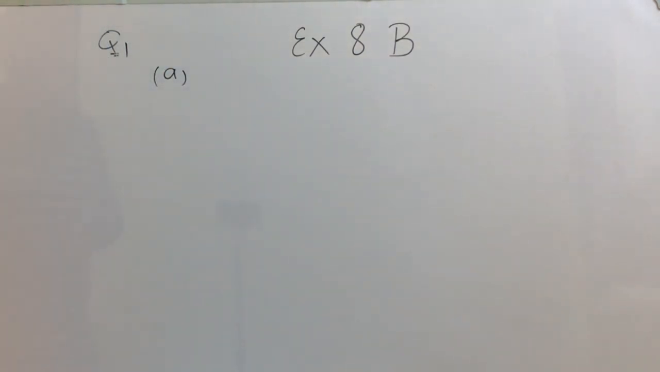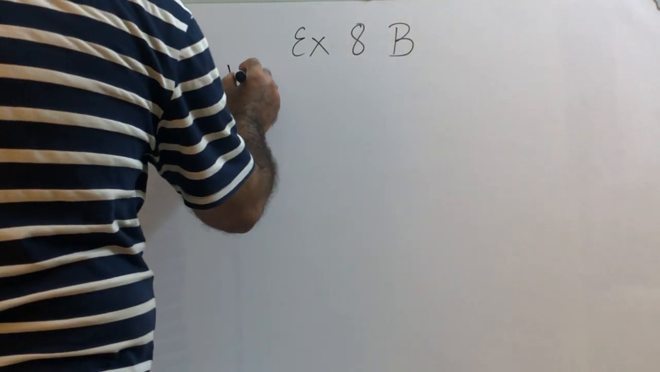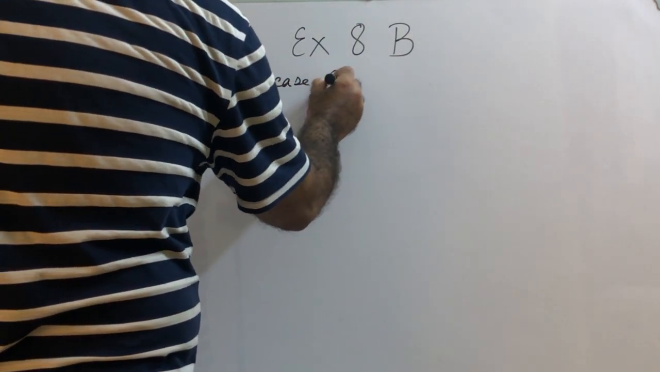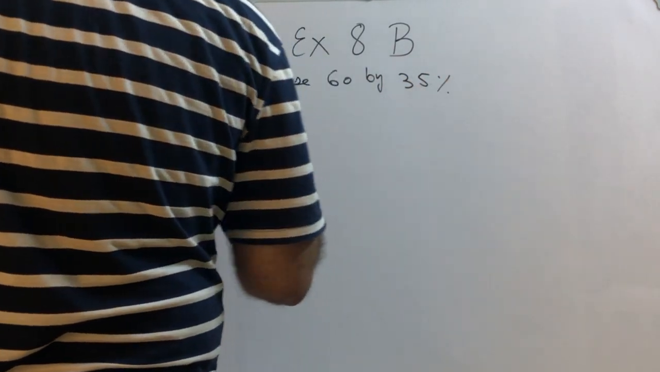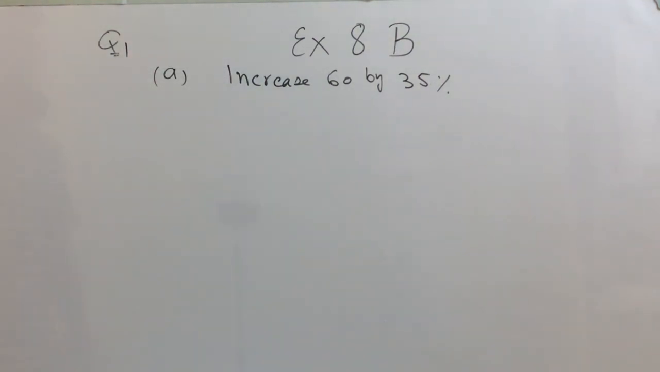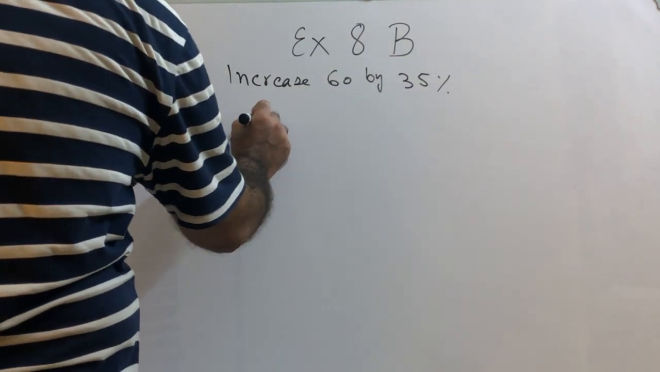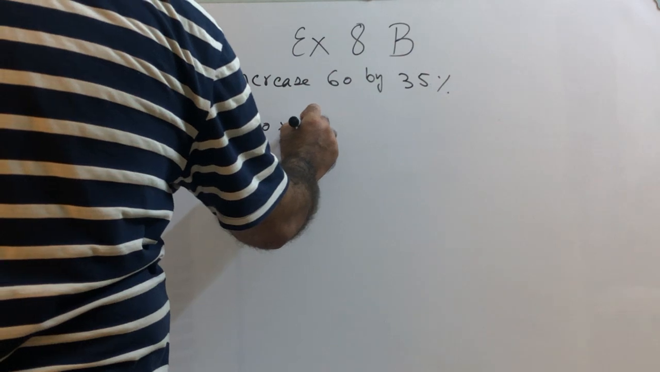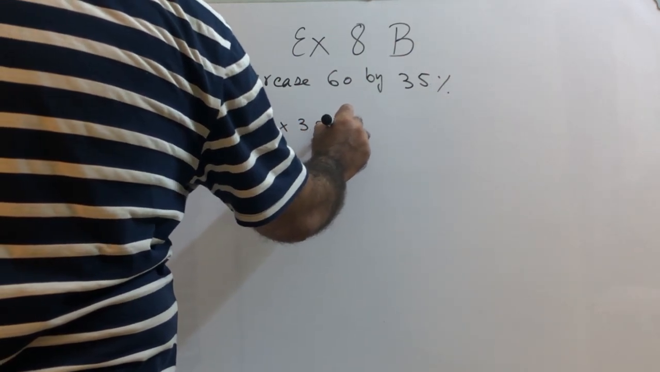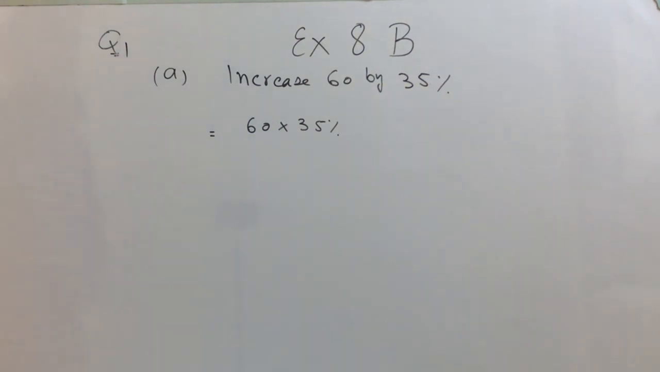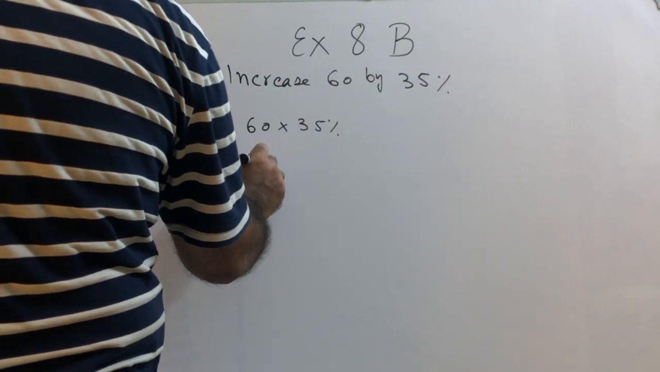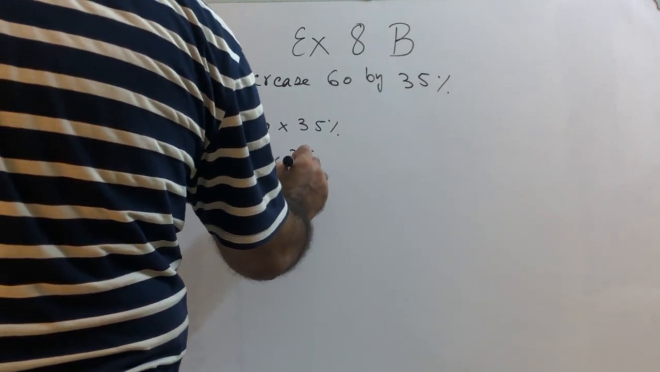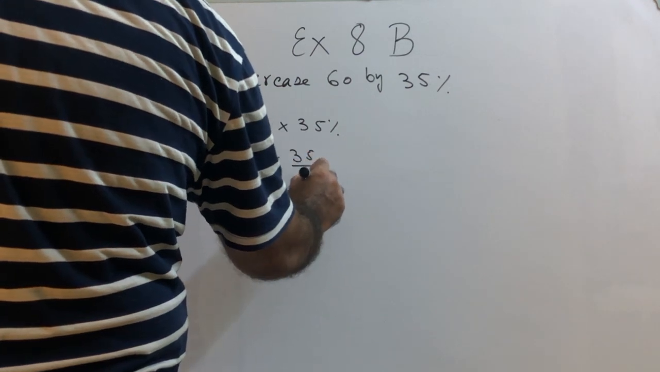Part A says increase 60 by 35%. So the number is 60. We need to increase it by 35%. So how to do it is that we will take 35% of 60. We will take 35% of 60. It is 60 multiplied by 35%, which means divided by 100.